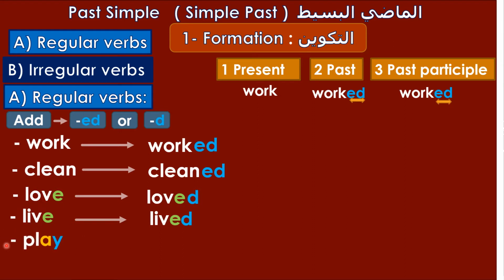Okay, if you look at a verb like play, a verb like play ends in Y, preceded by a vowel. And these are the five vowel letters in English: A, E, I, O, and U.